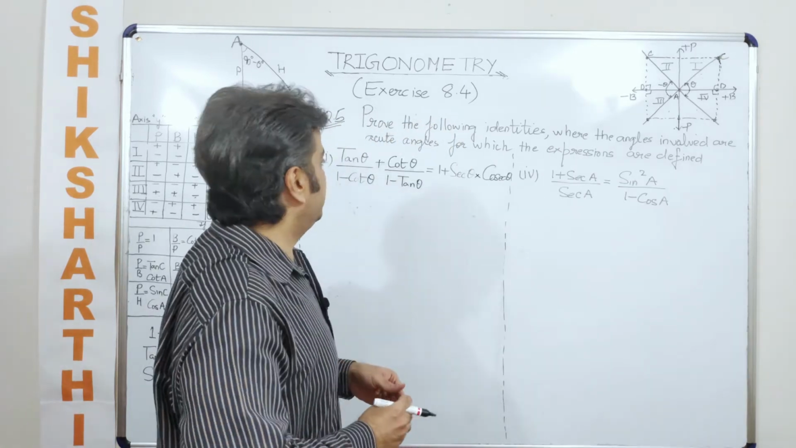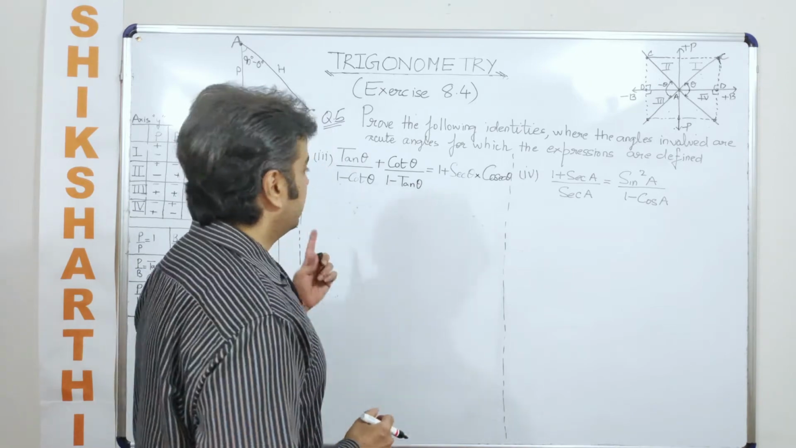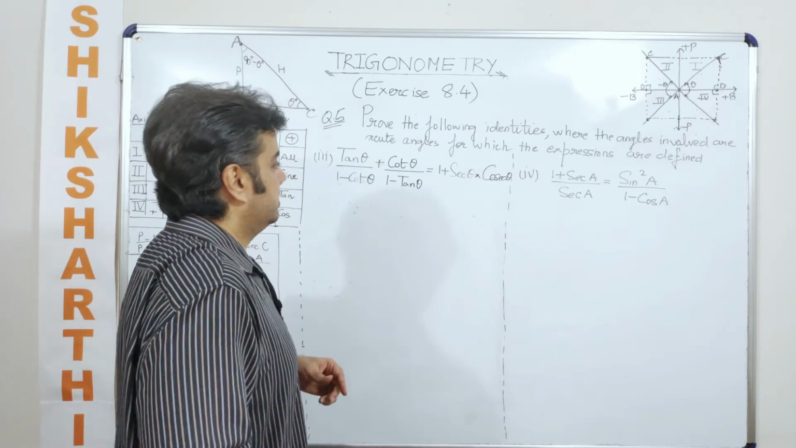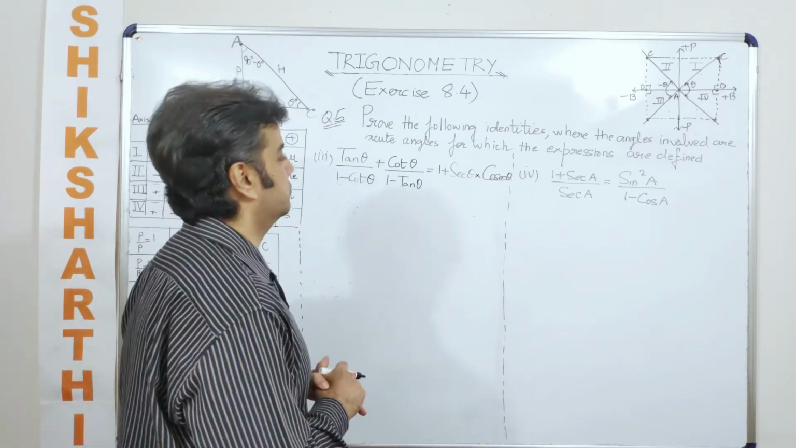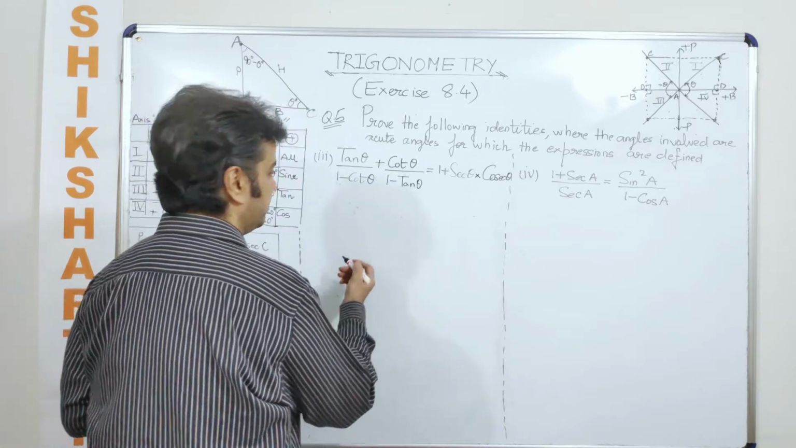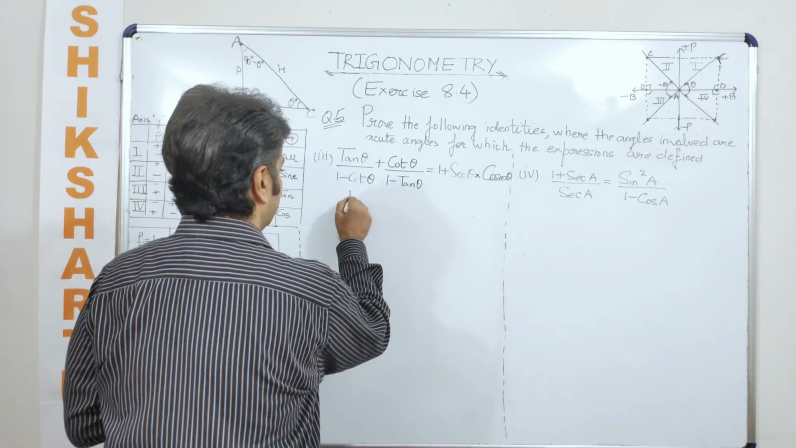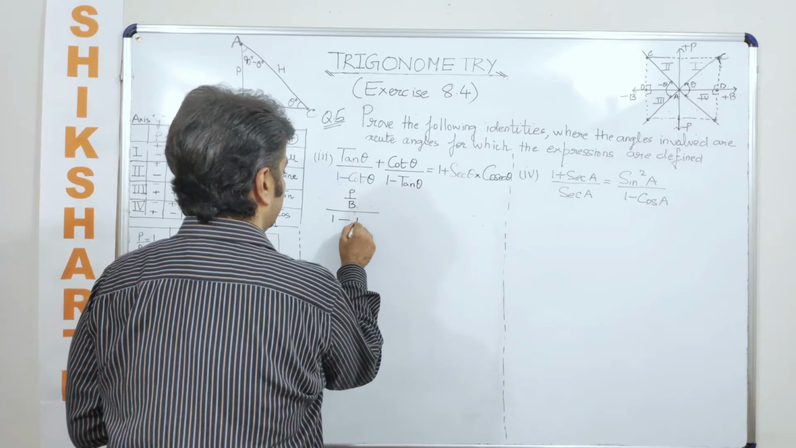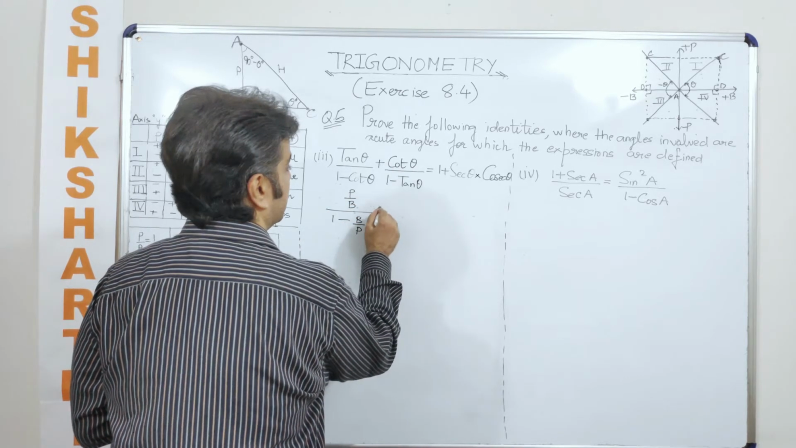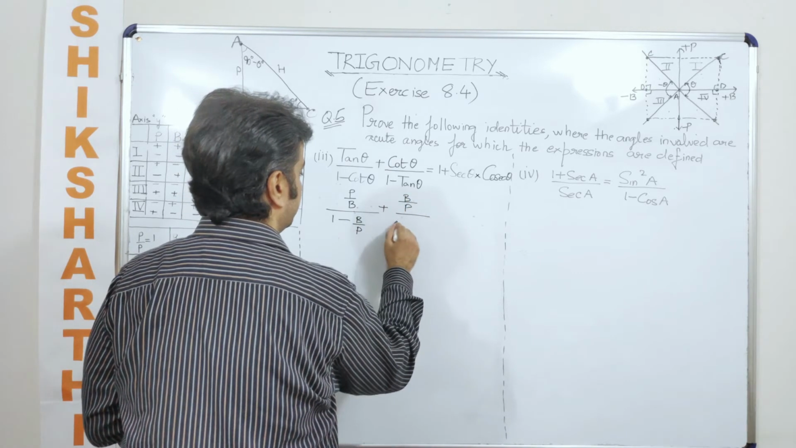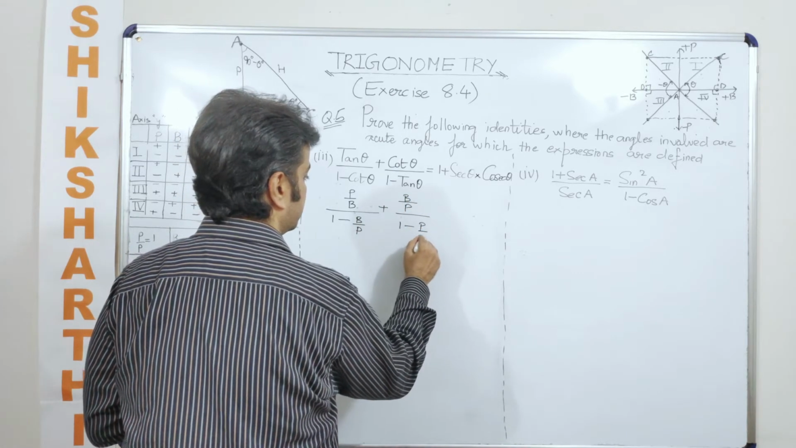So in subpart 3, they have asked you to prove tan theta upon 1 minus cot theta plus cot theta divided by 1 minus tan theta is equal to 1 plus sec theta into cosec theta. Okay, again let us use the PBH rule. So can I say this is P by B divided by 1 minus B by P plus B by P divided by 1 minus P by B.